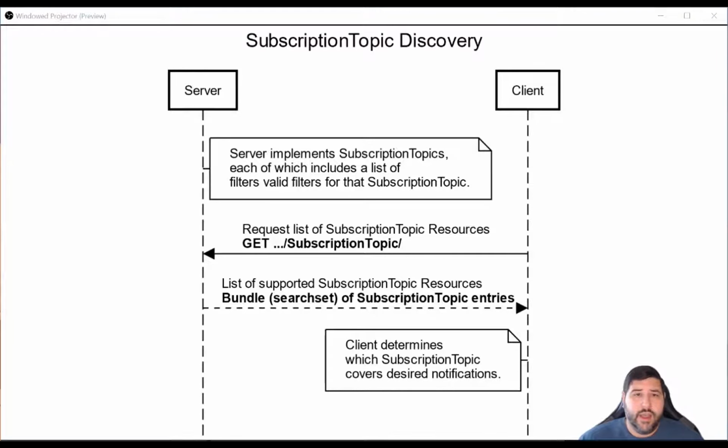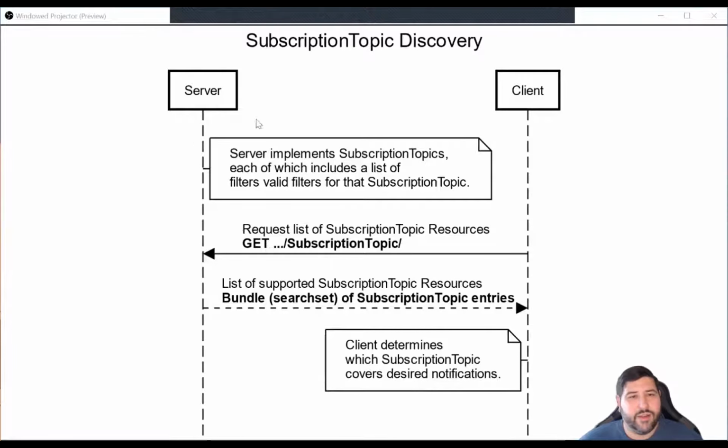So this is just a sequence diagram. I tend to like these. And so I start off with this relatively straightforward one. We have two actors here, the server and the client. And then there's just a note saying that the server needs to pre-implement whatever topics it's interested in. The client can get that list. The server will respond with the search set bundle listing what it has. And then the client can pick which one it wants to use. So time is going as we move down, and each actor has its own line.